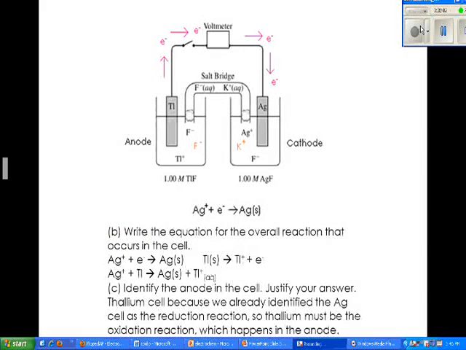So part B asks for the equation for the overall reaction in the cell. To get the overall reaction that occurs in the cell, we must simply add the two half reactions together. Here is the thallium reaction. Since it is the oxidation, this is what the reaction must be. When you add these together, the electrons on both sides cancel out, and this right here is the reaction that you are left with.